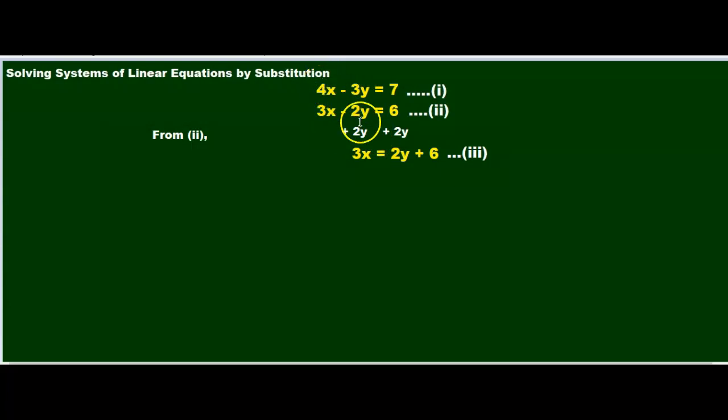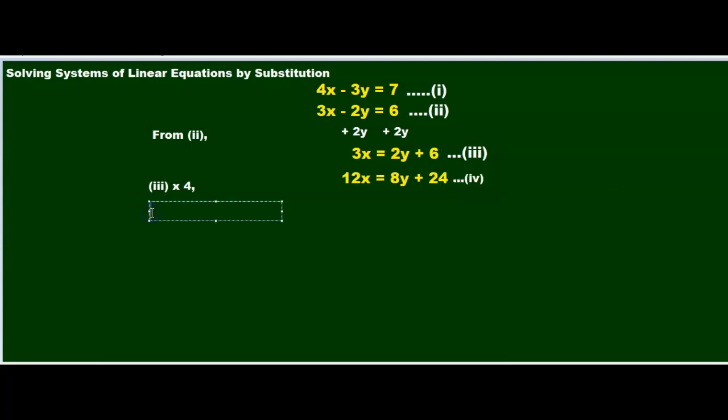I don't want to deal with fractions if I can. So what I'm going to do is find a common factor. And in this case, I'm going to multiply my equation 3 by 4. And that gives me 3 times 4 gives me 12x, and 2y times 4 gives me 8y. 6 times 4 gives me 24. Why did I do that? I'll show you in a little bit. I'm going to label this equation 4.